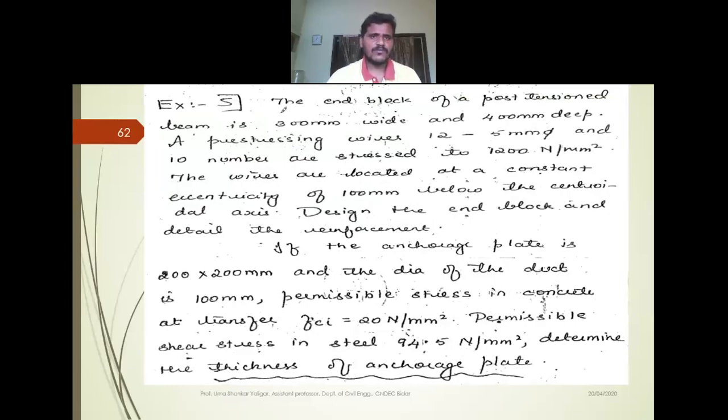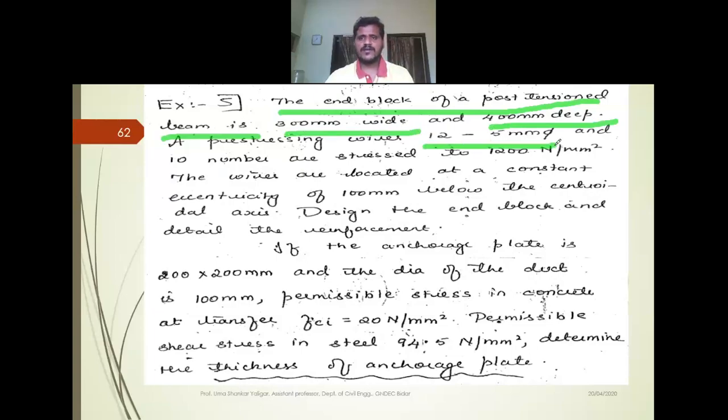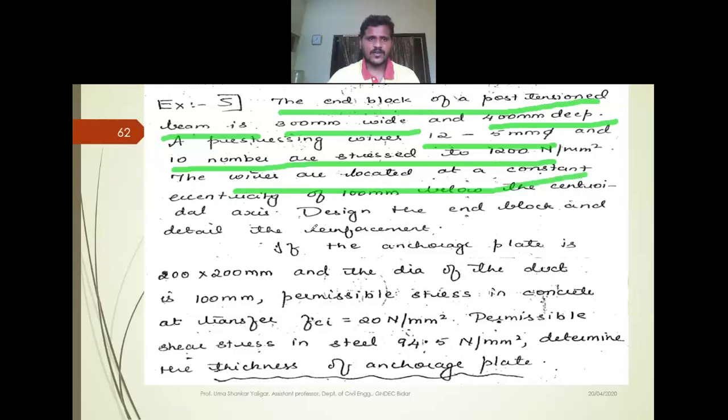Now the example number 5. The end block of a post-tension beam is 300 mm wide, 400 mm deep. A pre-stressing wire is 12 number of 5 mm diameter bars and 10 numbers are stressed to 1200 Newton per mm square. The wires are located at a constant eccentricity of 100 mm below the centroidal axis. Design the end block and detail the reinforcement.